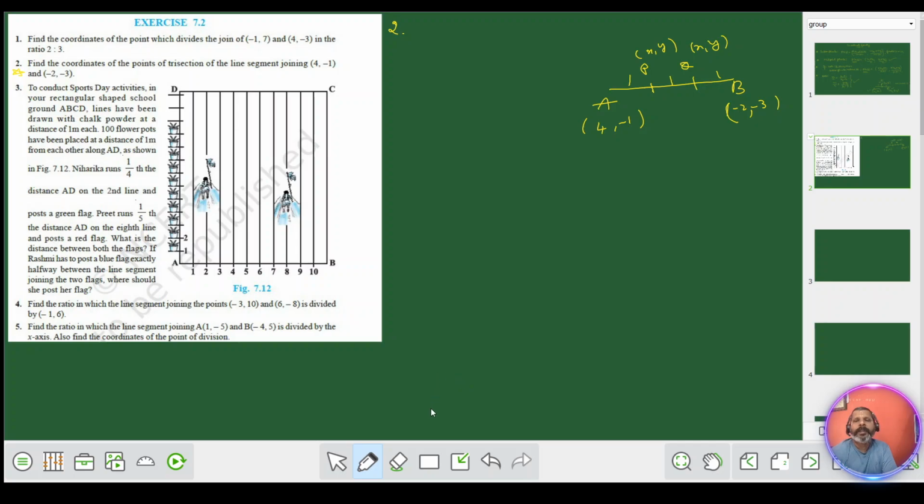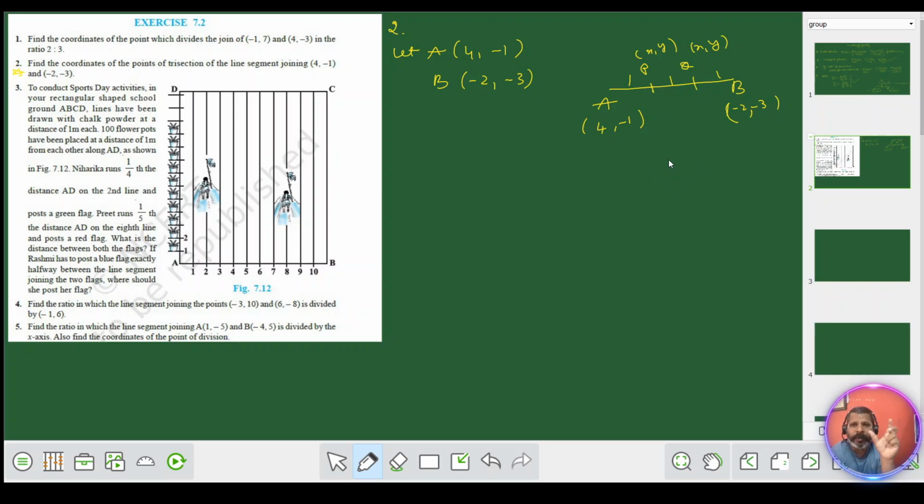Please pay attention. Here the line segment AB is divided into 3 parts. First part is AP, second part is PQ, third part is QB. So if you want to apply the section formula, we need 2 parts. Means A to Q, ratio m is to n means 1 is to 1. So let's see. Let A be (4, -1), B be (-2, -3).